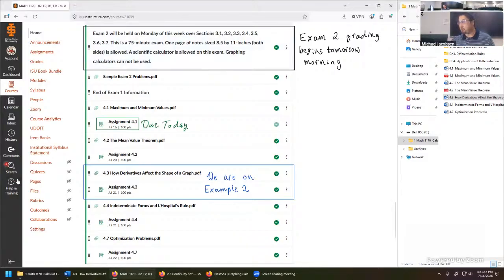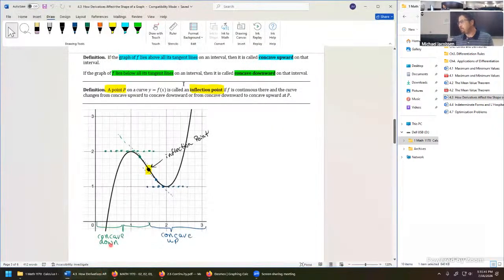So we're midway through example 2, but I rewound the notes a little bit back to this page just for a quick refresher before we jump back into the algebra. For our definition that we're looking into, concavity, we're told if the graph of a function f lies above all of its tangents on an interval, then the curve is concave up on that interval.